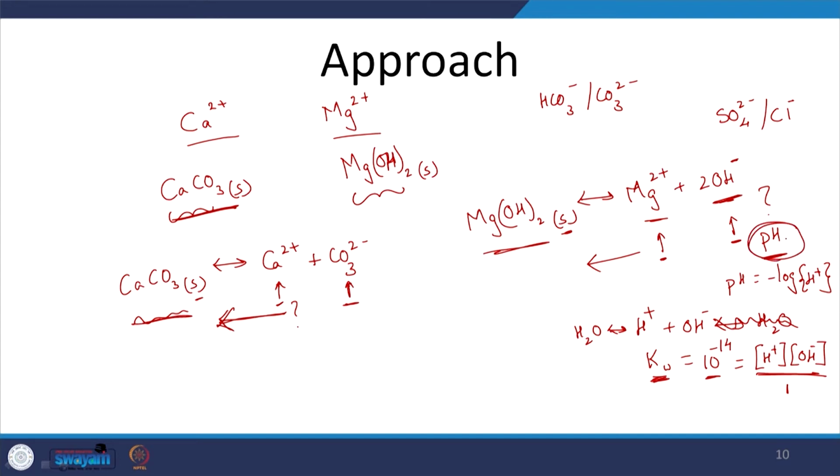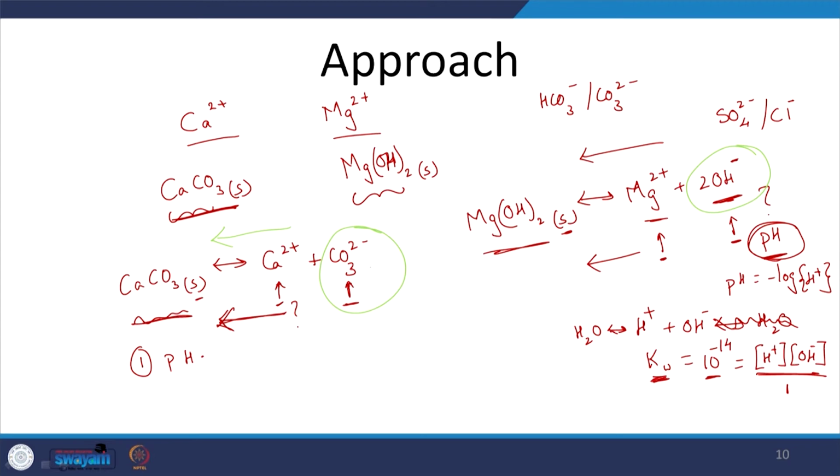Approach one is to increase the pH, right? That's for magnesium hydroxide precipitation. I want the system to go in this direction. Fine. Okay. So what about the other aspect? If I want this reaction to go in this direction, what do I do? One approach, as we discussed, was increasing OH minus. Here we are trying to increase CO3 2 minus.